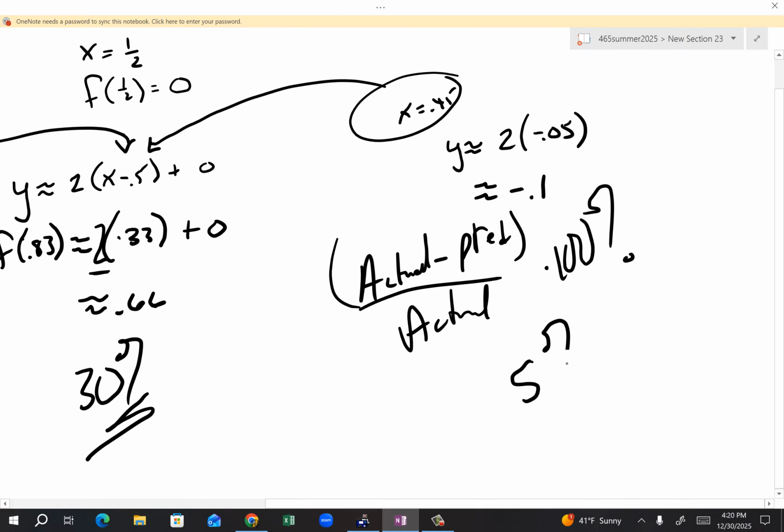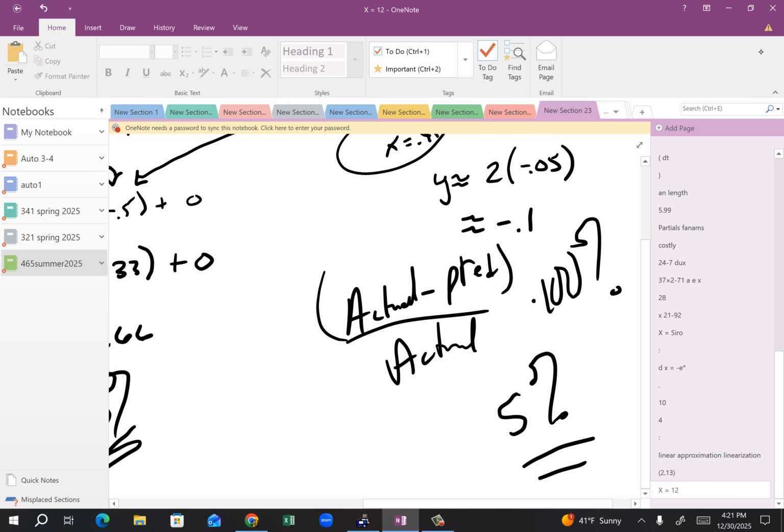5%. Negative because, again, I overestimated. My prediction was higher than what actual was. If you just wanted an actual percentage, then it's 5% off. That makes sense. The negative just tells me whether I over or under approximated. Okay, let's do another one.